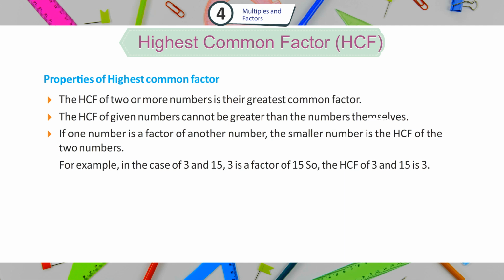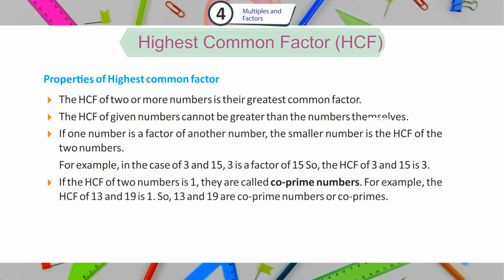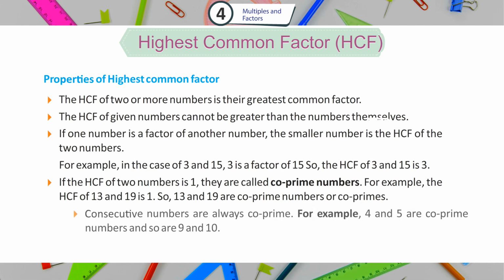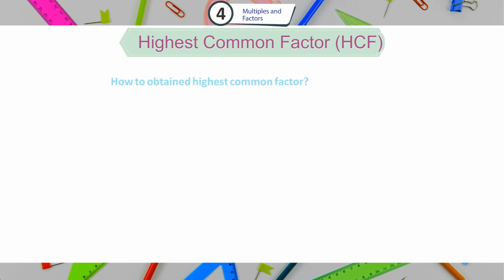For example, in the case of 3 and 15, 3 is a factor of 15, so the HCF of 3 and 15 is 3. If the HCF of two numbers is 1, they are called co-prime numbers. For example, the HCF of 13 and 19 is 1, so 13 and 19 are co-prime numbers or co-primes. Consecutive numbers are always co-prime. For example, 4 and 5 are co-prime numbers, and so are 9 and 10.